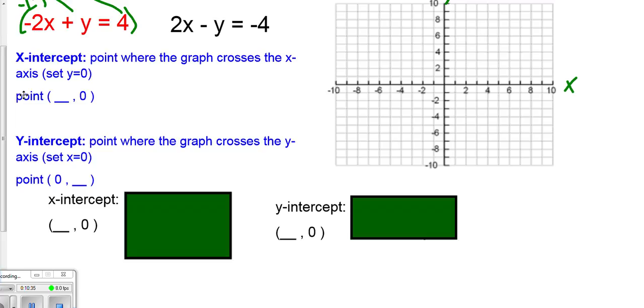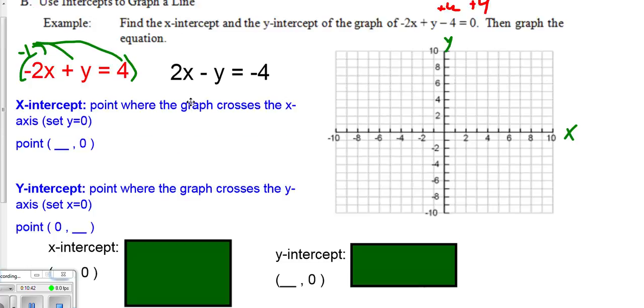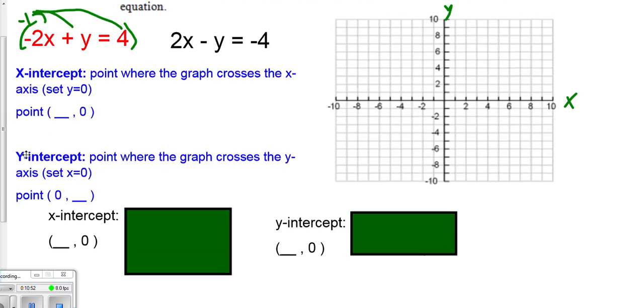Now what I want you to write down is that an x-intercept, it's a point where the graph crosses the x-axis. A quick, easy way to find that is just to use your equation and set y equal to 0. And so then it's the point (something, 0). Same thing with the y-intercept. It's the point where the graph crosses the y-axis, this up and down one. So we just set x equal to 0. Set x equal to 0, solve our equation, and that'll help us find the point (0, wherever we're at). That would be the y-intercept.